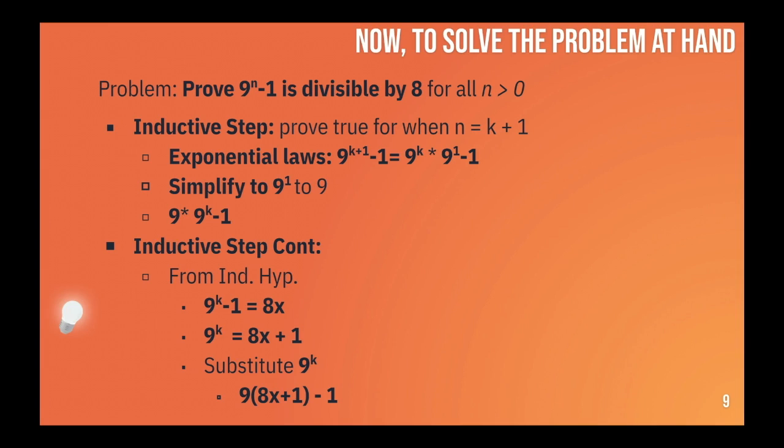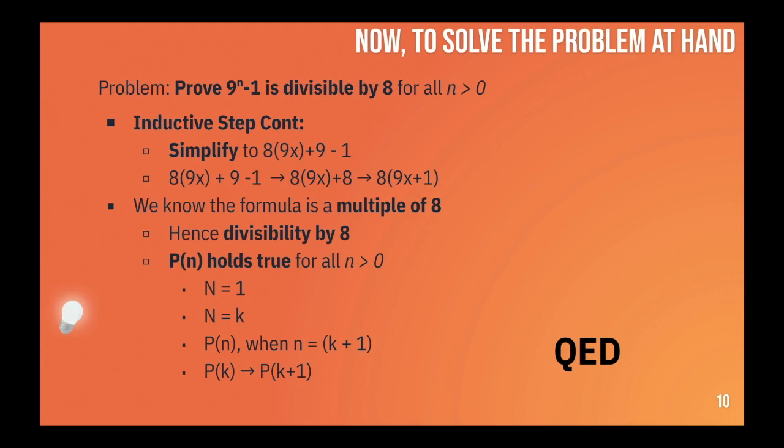Because 9 to the first power equals 9, we can simplify our statement to 9 times 9 to the k minus 1. From our inductive hypothesis, we know that 9 to the k minus 1 equals 8x. So we can also say that 9 to the k equals 8x plus 1 when we subtract over the 1 to the other side. Going back to 9 to the k minus 1 equals 8x, we can now substitute in our new value of 9 to the k.